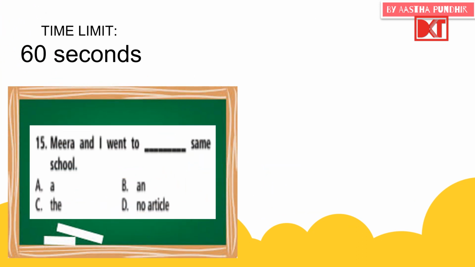Okay, here Meera and I went to dash same school. Here we're talking about same school. So are we giving a specific reference or a general reference? Here we're talking about the specific same school where both of them went to. There is only one school which both of them went to together. So Meera and I went to the same school, which means definite article, and the correct answer is C.